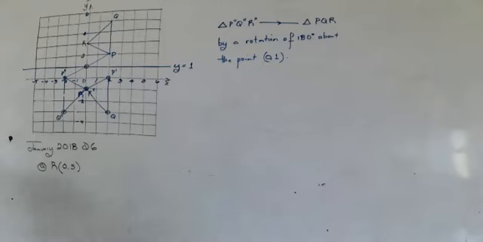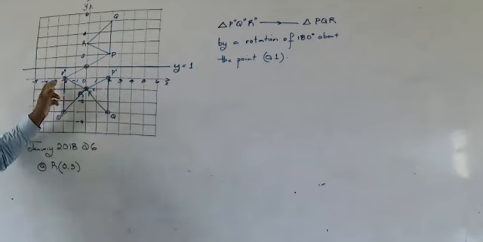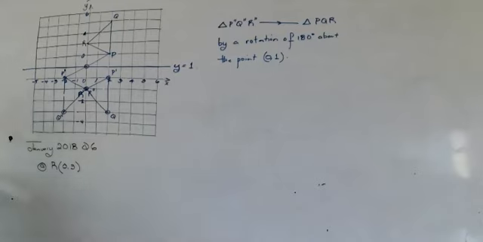How do I know that this is the center? It's a 180-degree rotation. This is the center. Let us say it is O. So P, O, P prime would be the angle of rotation, and that angle is 180 degrees. So triangle P double prime, Q double prime, R double prime is mapped onto triangle PQR by a rotation of 180 degrees about the point 0, 1.